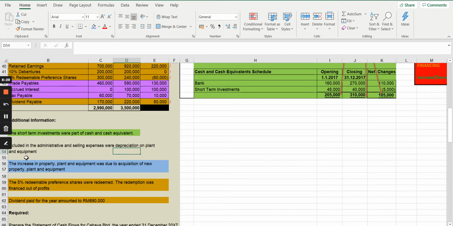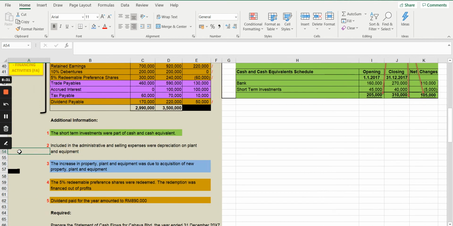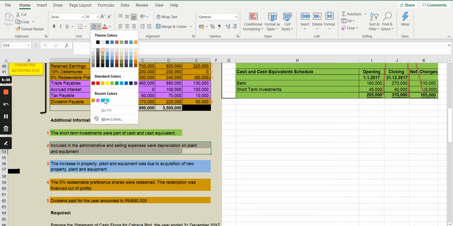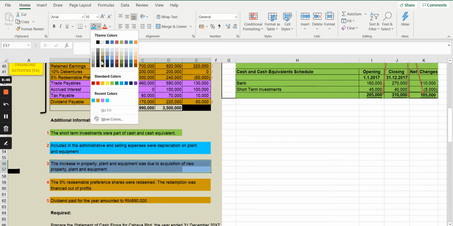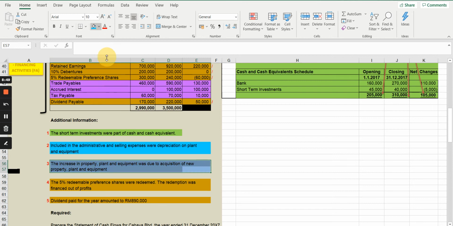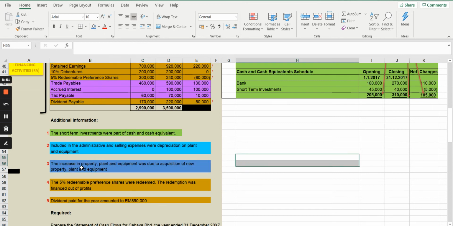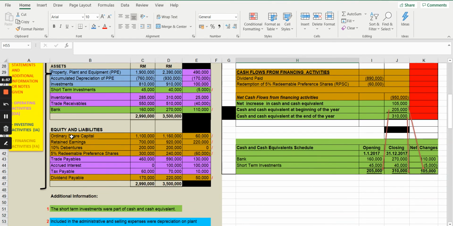Another one that is given here is the information on depreciation. Information on depreciation is non-cash. I use this color for non-cash, which is the turquoise. The blue color will be for our investing activities, just to make sure that you see the different color. So let's put how much is the acquisition. No information given regarding any disposal.